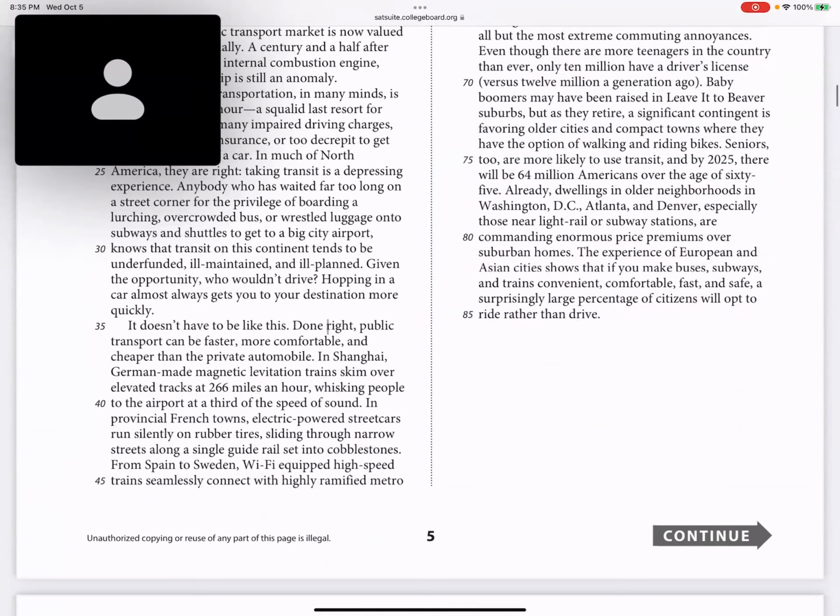It doesn't have to be like this. Done right, public transport can be faster, more comfortable, and cheaper than the private automobile. In Shanghai, German-made magnetic lev trains skim over elevated tracks at 266 miles an hour, whisking people to the airport at a third of the speed of sound. Provincial French towns.